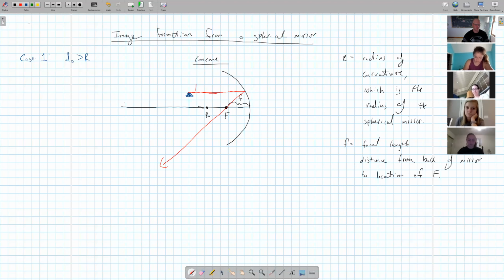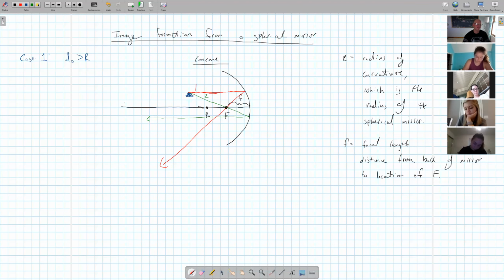Principal ray number 2, I'm going to draw that one in green. This one goes from the tip again, down through the focal point. Let's see if I can draw that. Good. It hits the mirror, and once it hits the mirror, it gets reflected parallel to the principal axis. So ray number 2 goes through the focal point, hits the mirror, and gets reflected parallel to the principal axis.